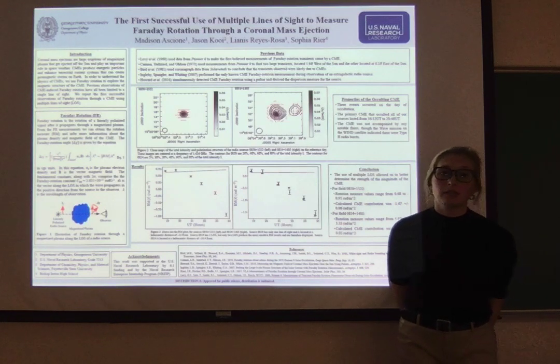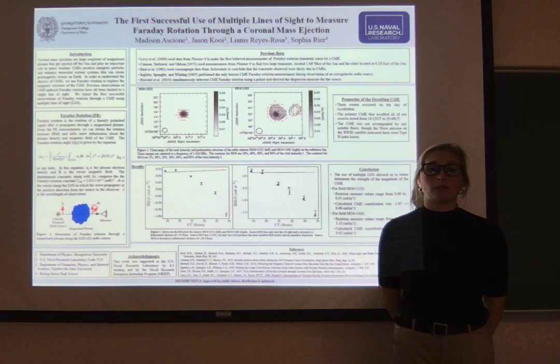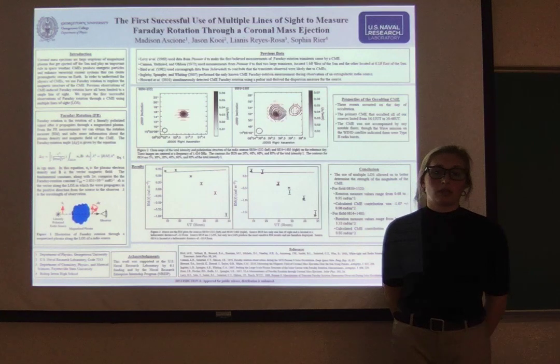So Faraday rotation is the rotation of a linearly polarized signal after it propagates through a magnetized plasma. From Faraday rotation, we can get the rotation measure, which allows us to infer more information about the plasma density and the magnetic field of a CME. Faraday rotation gives a way to determine the orientation of the CME before it hits Earth.